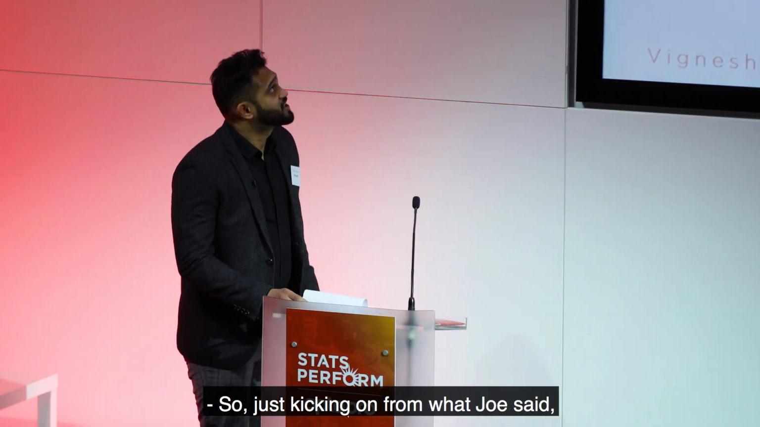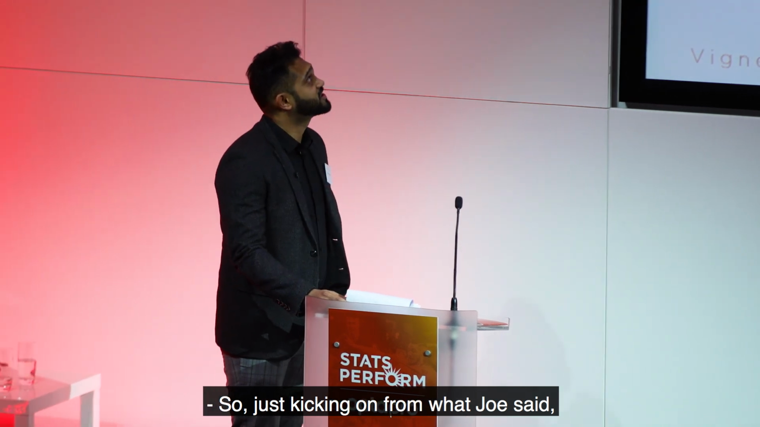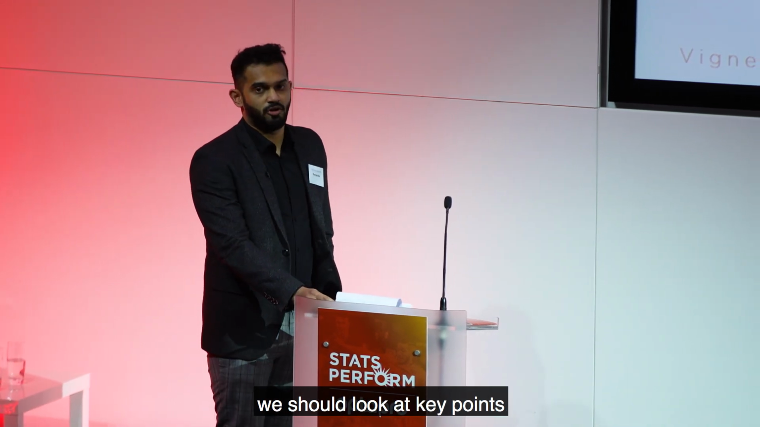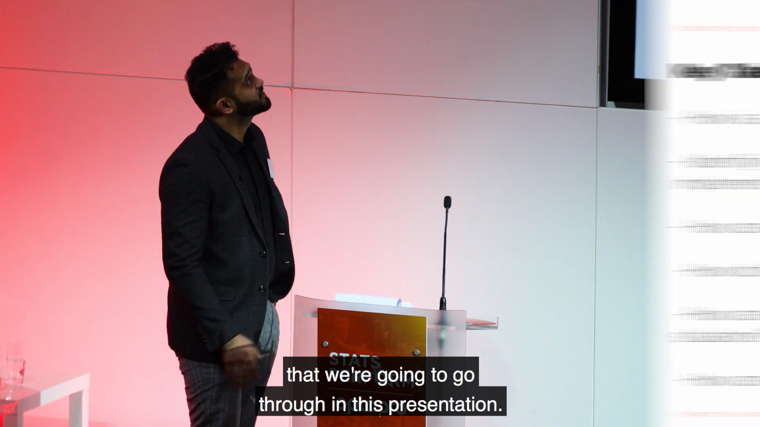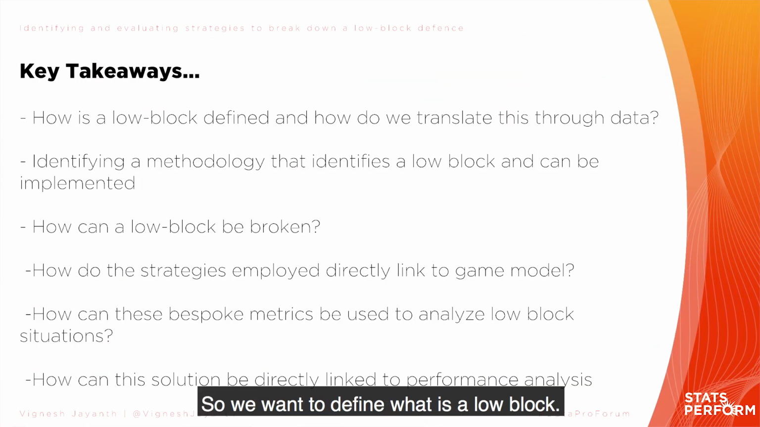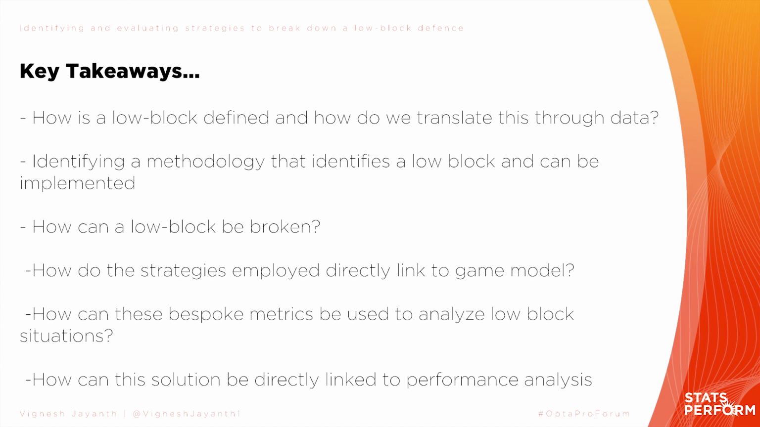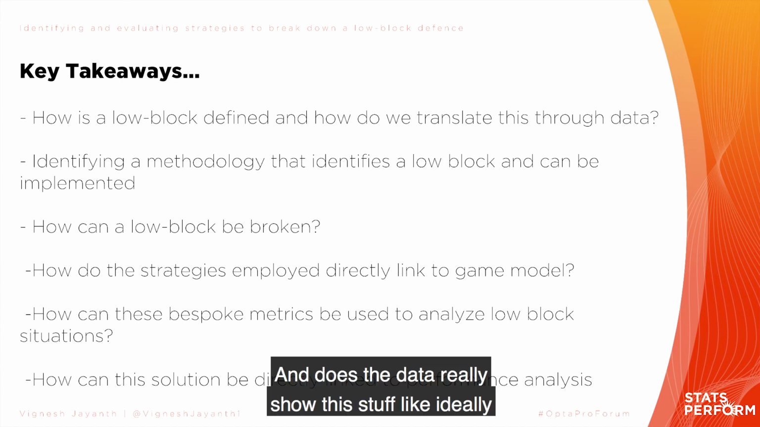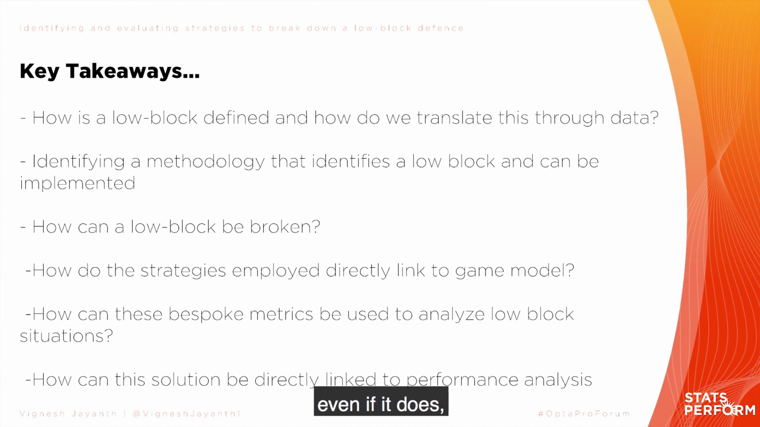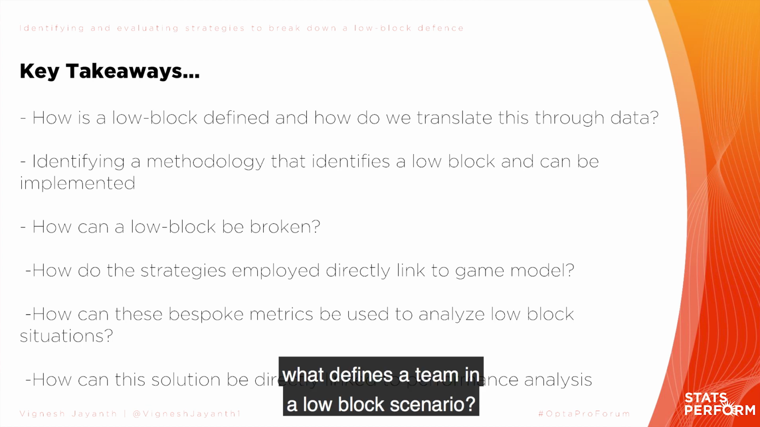So just kicking on from what Joe said, we'll look at the key points that we're going to go through in this presentation. We want to define what the low block is. So how low is low? And does the data really show this? Ideally, even if it does, what defines a team in a low block scenario?